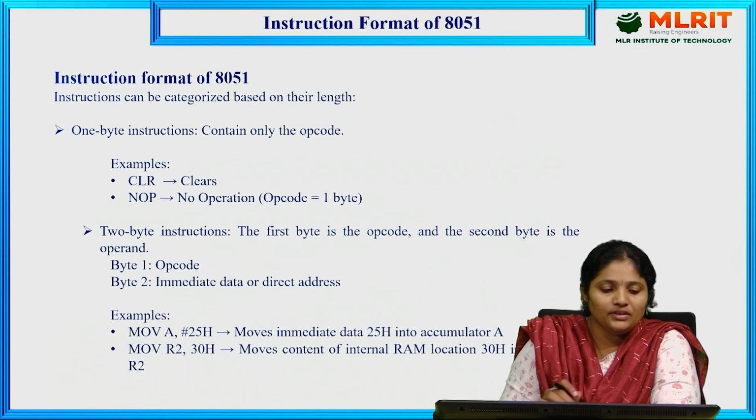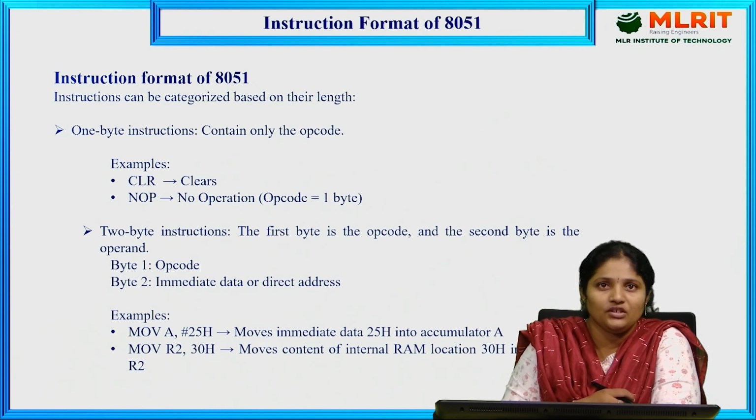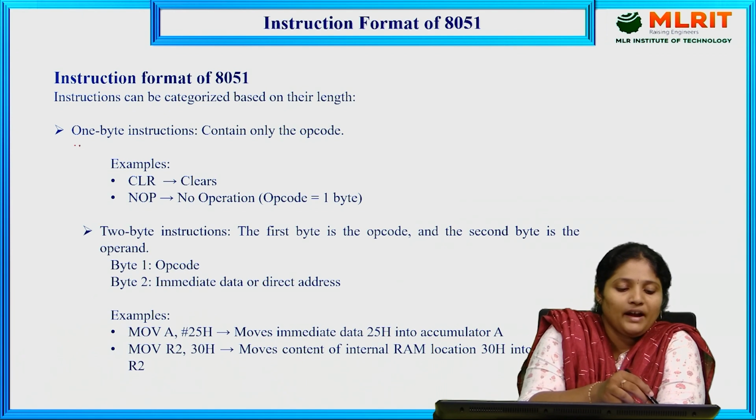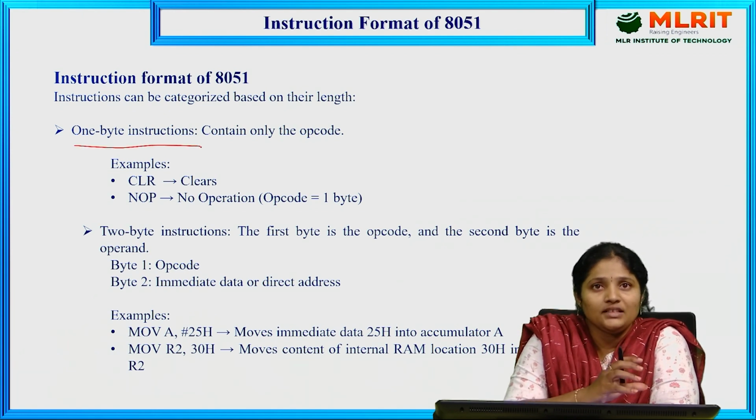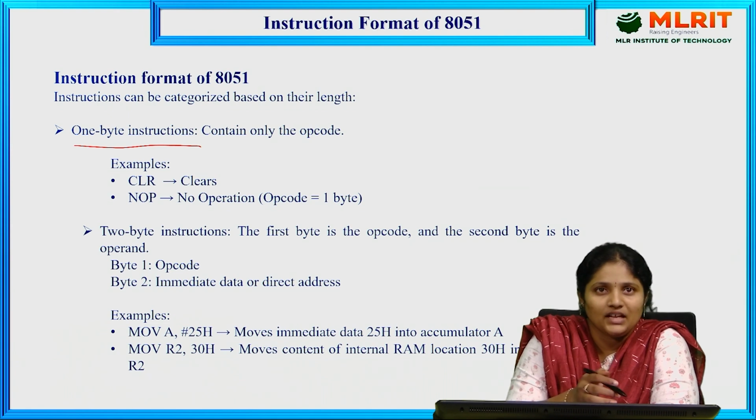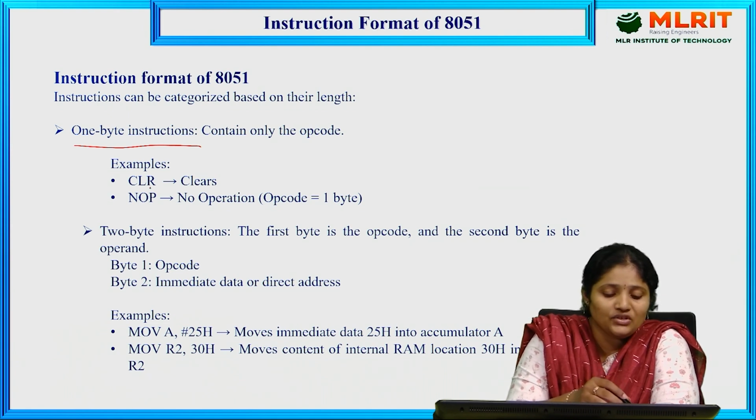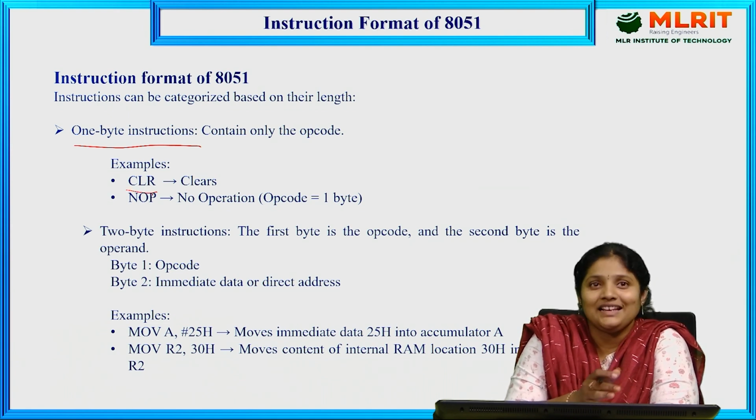So coming to the instruction formats of 8051, there are three types of instructions based on their length. The first one is the 1 byte instruction. In such 1 byte instructions, only the opcode will be present in the instruction itself, so you can say that only the mnemonic will be there. Some examples of these 1 byte instructions are CLR, which is the clear instruction.